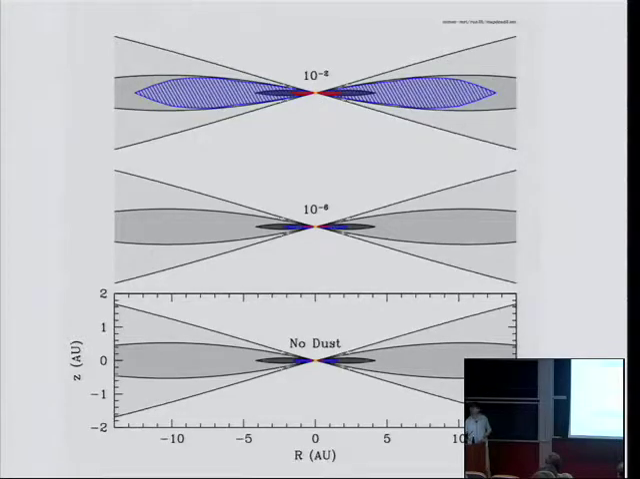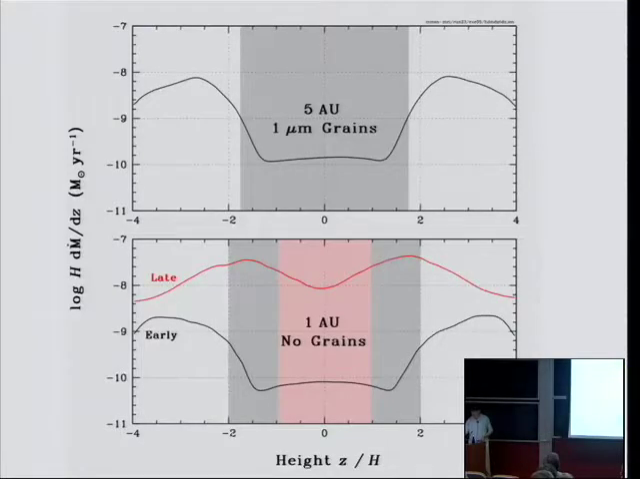What was the magnitude of the stress at the midplane? So this is showing now the stress, but converted to a mass accretion rate per unit scale height, for three cases at 5 AU with micron-sized grains, and then at 1 AU with no grains. You can see that it's 1 to 2 orders of magnitude less at the midplane than it is in the active layer. So it's basically just proportional to the stress.